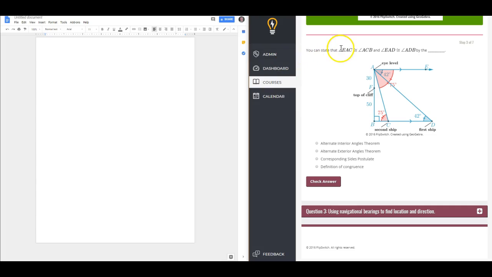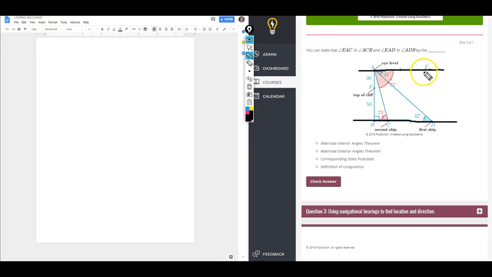So now you can state that angle EAC is congruent to angle ACB, and angle EAD is congruent to angle ADB by the blank. If you look at the eye level line and the line with the ships, that is indicated right here by these arrow marks or chevron marks to be parallel. So we have parallel lines, and this brings in all of our alternate interior, alternate exterior, and corresponding angles.